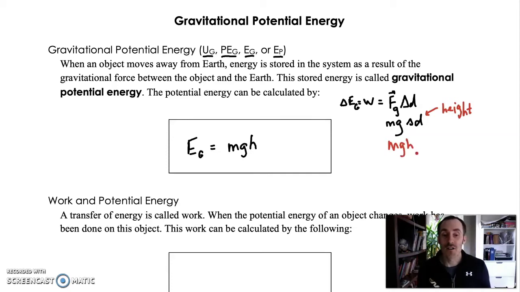Okay, now notice that I didn't put any vector symbols on any of those things. You don't need to. Gravitational potential energy is a scalar, it's not a vector, and so the direction that things are moving, that doesn't really matter very much. We can figure that out in other ways.